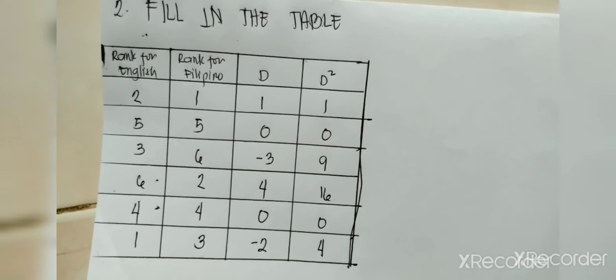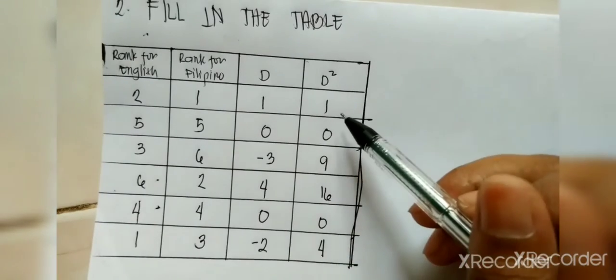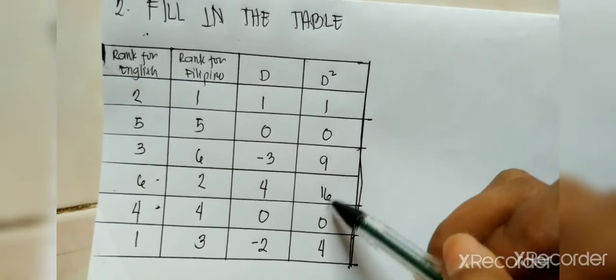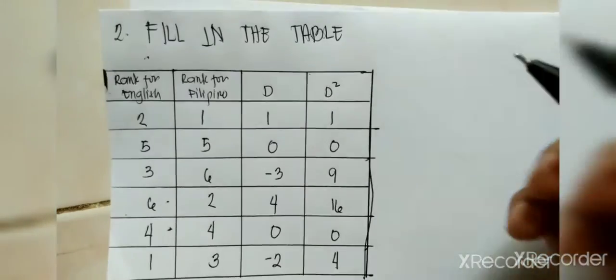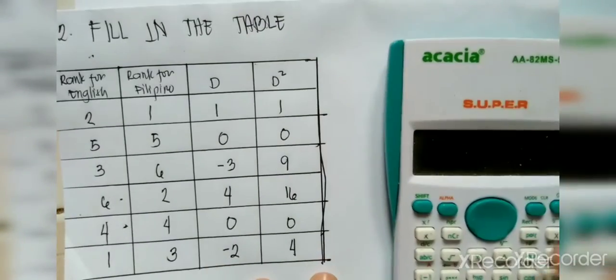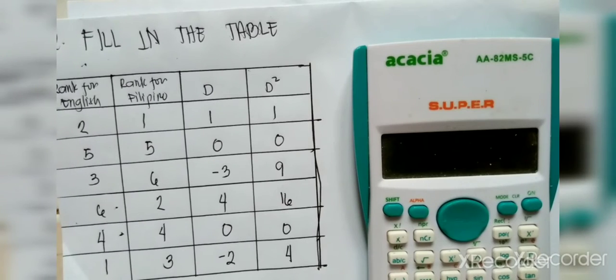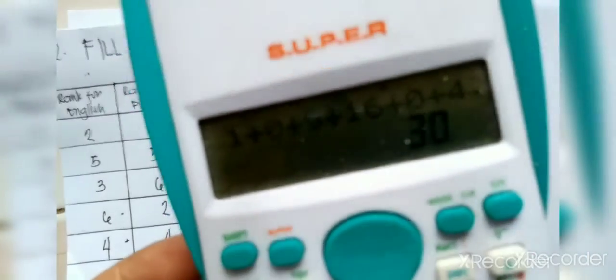The last part of step number 2 is getting the summation of d squared. We add all the values of d squared: 1 plus 0 plus 9 plus 16 plus 0 plus 4 is 30. The summation of d squared is equal to 30.